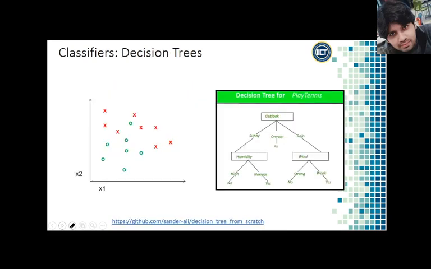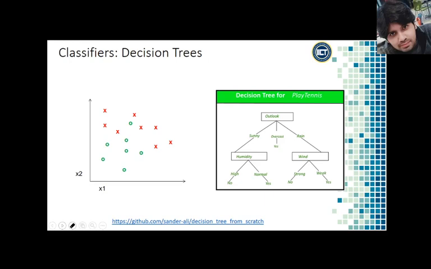So this is an example of a decision tree. A decision tree is a flowchart-like structure in which each internal node represents a test on an attribute, for example whether a coin flip comes up heads or tails. Each branch represents the outcome of the test, and each leaf node represents a class label, which is the decision taken after computing all attributes.